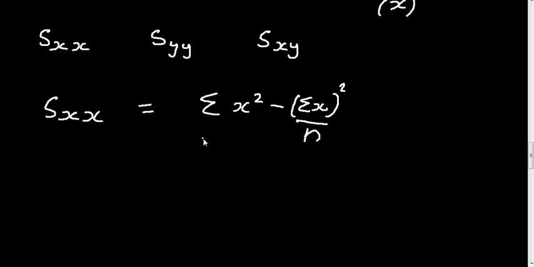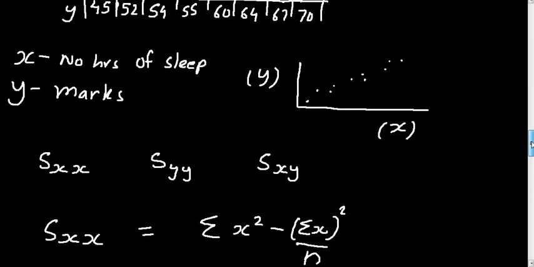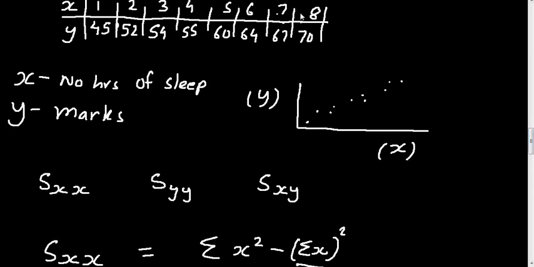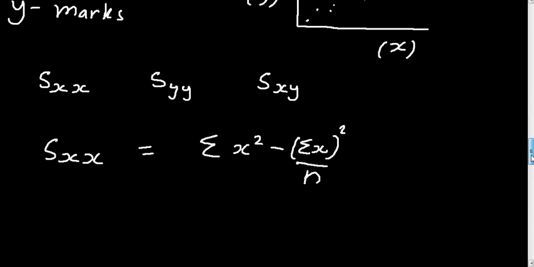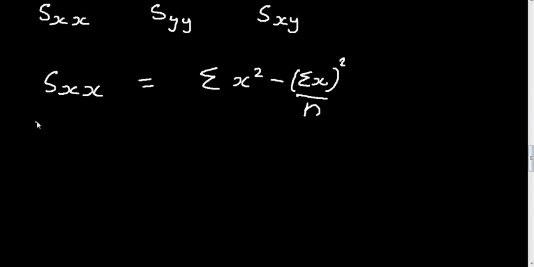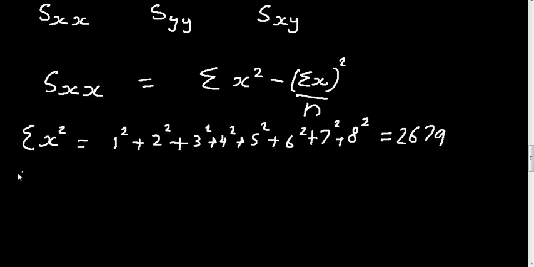Now this looks a bit complicated, but it's quite straightforward. This sigma sign stands for sum of. So the sum of all the x squared terms: you square every x value and add them all together. I'll do it term by term. First one, the sum of x squared, so it's just 1 to 8, I square everything and add them all together, and I get this answer.